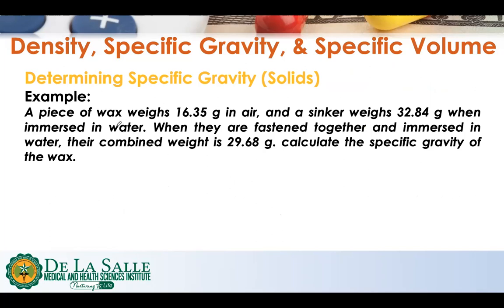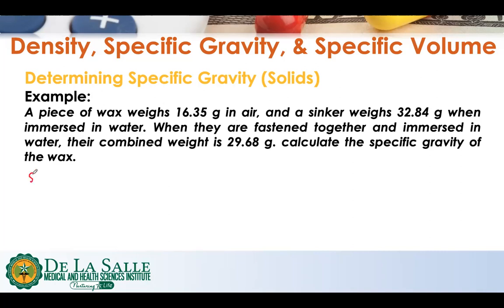So let's take, for example, a piece of wax. Waxes are commonly known to be lighter than water. They float in water. A piece of wax weighs 16.35 grams in air, and a sinker weighs 32.84 grams when immersed in water. When they are fastened together and immersed in the water, their combined weight is 29.68 grams. Calculate the specific gravity of the wax.